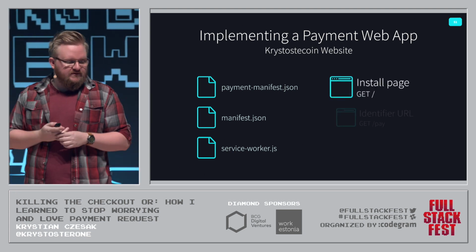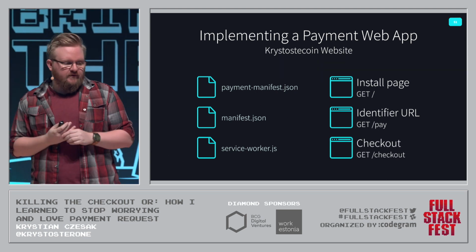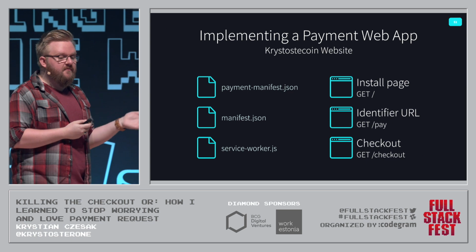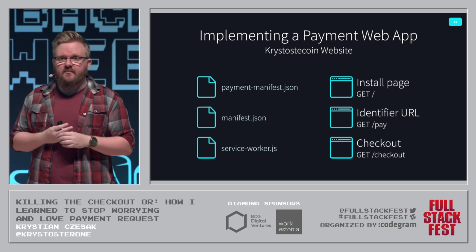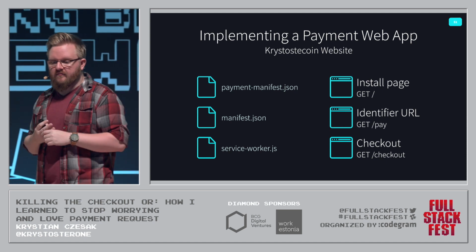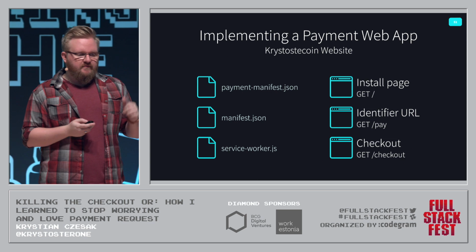Then we have three routes. The install page, which in our case is on our root of the domain, and a payment method identifier URL, which is on /pay. It never gets shown to the user, but it's used to identify the payment method. And then finally, we have our checkout page, which we've seen previously.